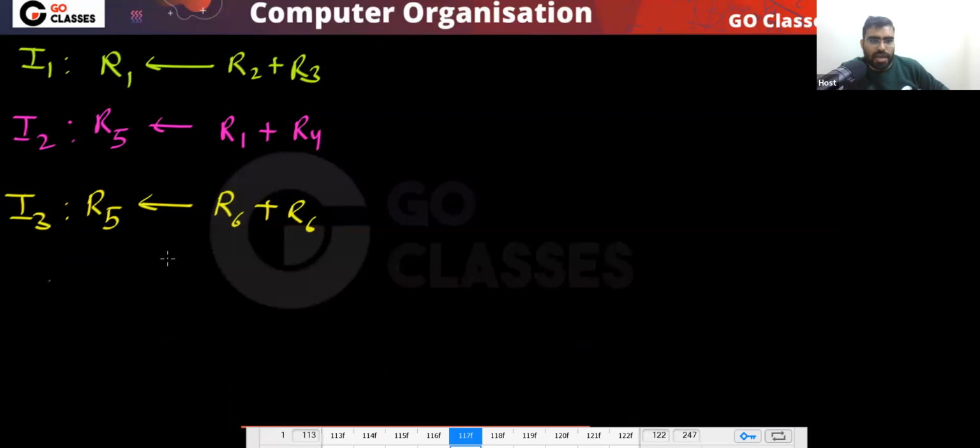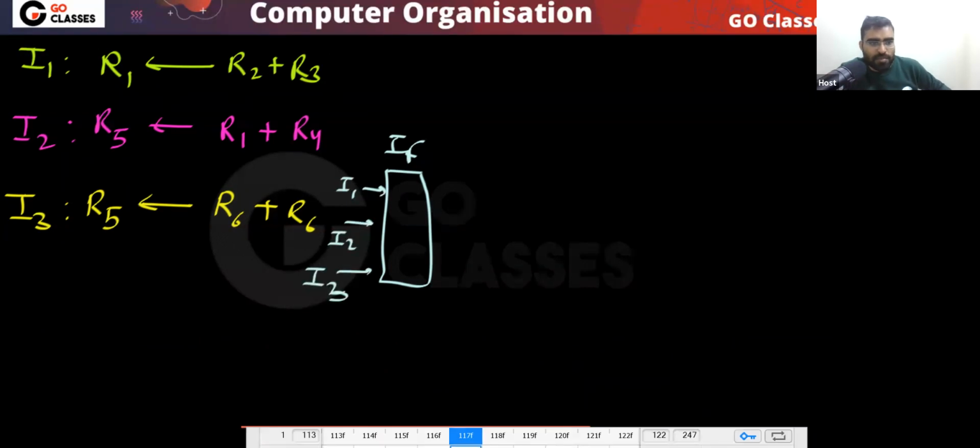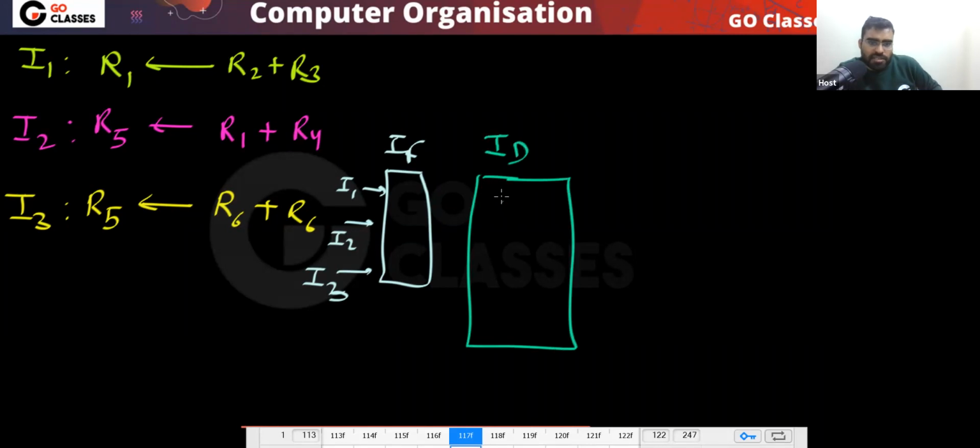See what can happen. Let's assume 3 instructions can come in the instruction fetch at the same time. You are fetching them together: I1, I2, and I3. Now they are in the decode stage. In the decode stage, you are decoding I1, I2, and I3 together.